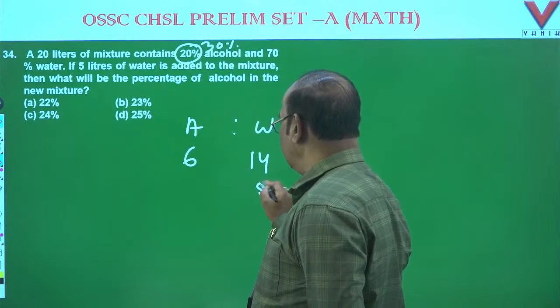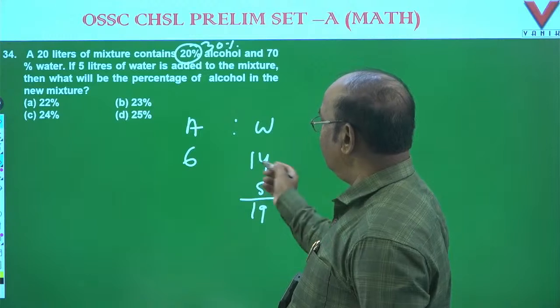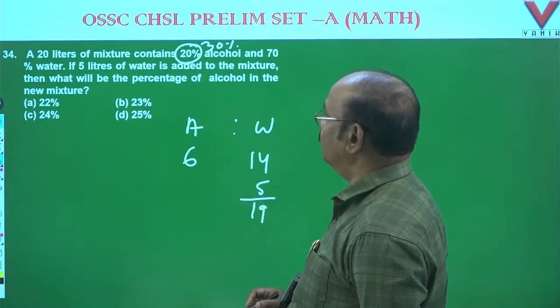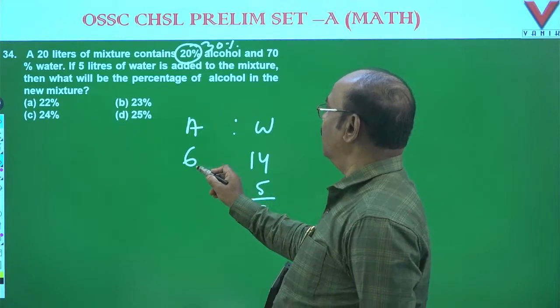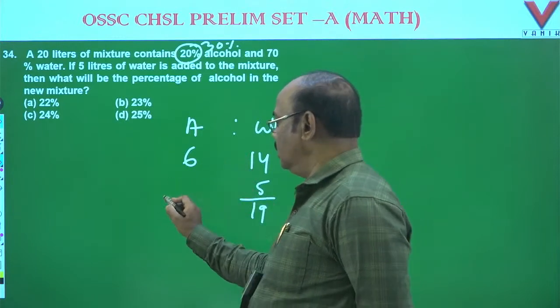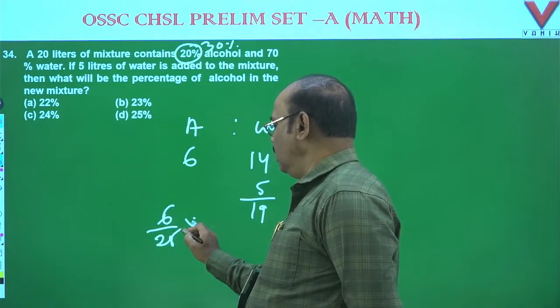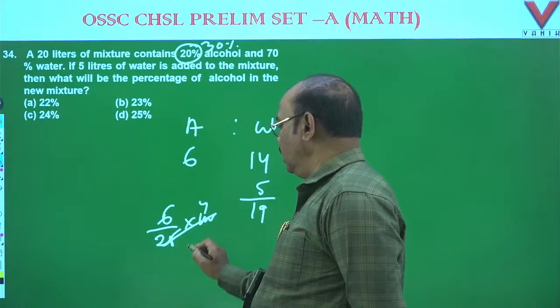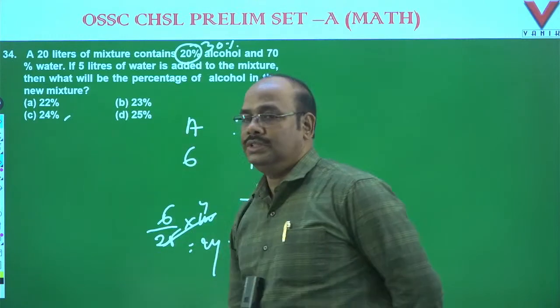Water becomes 19 liters, and the total quantity is 19 plus 6, 25 liters. So what is the percentage of alcohol, 6 part, in the new mixture? 6 by 25 into 100, 25 fours are 100, so that becomes 24%. Answer is option C.